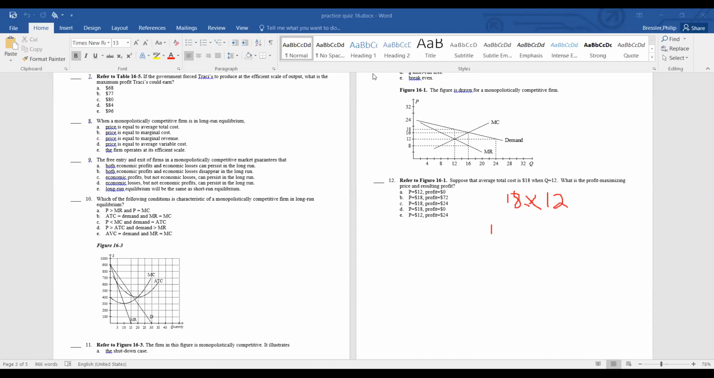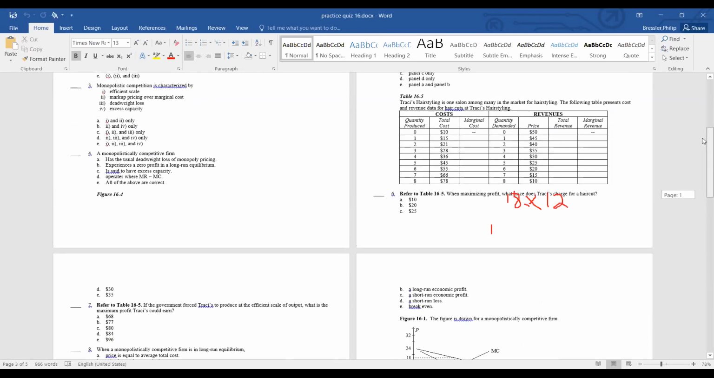Any other questions people have? 6. I'm going to assume that's Tracy's hairdressing thing, but let's see where we are. Yep. Okay. Let me just erase some of this and I'll go over that. Okay. What's the pref? All right.